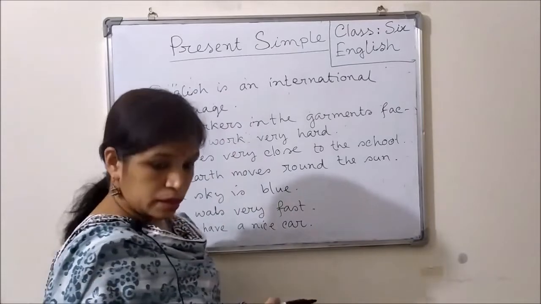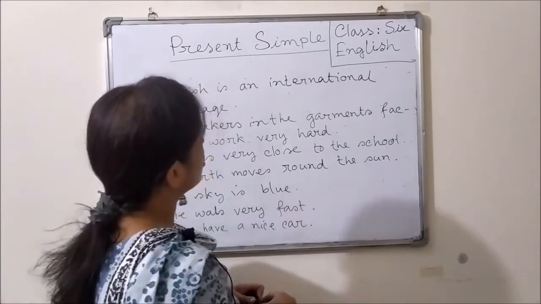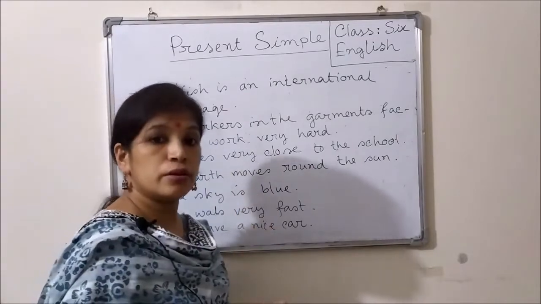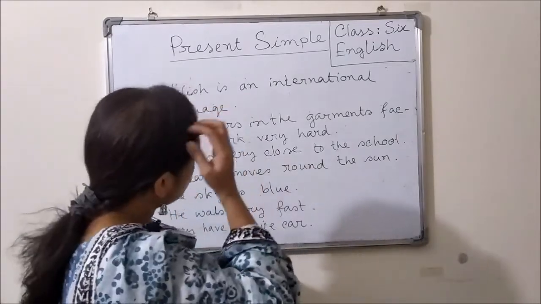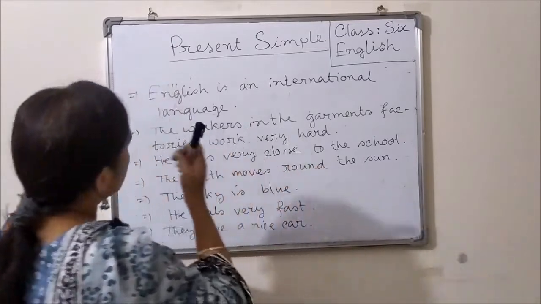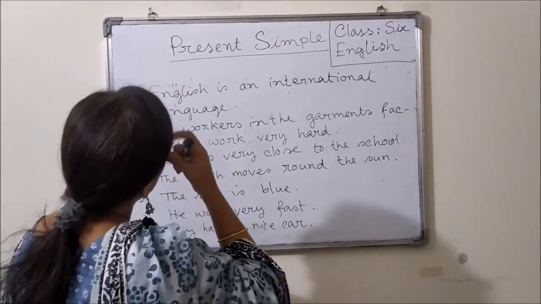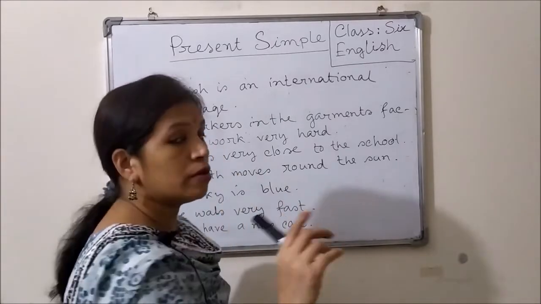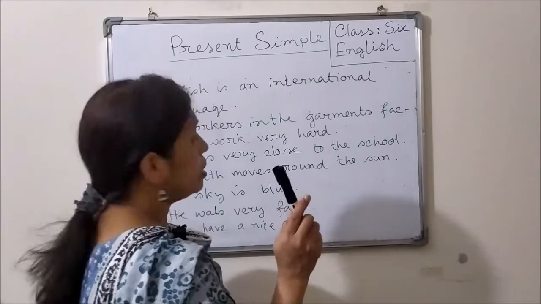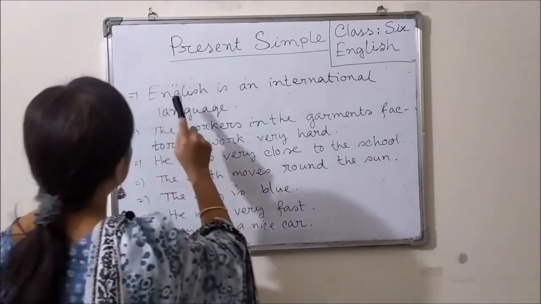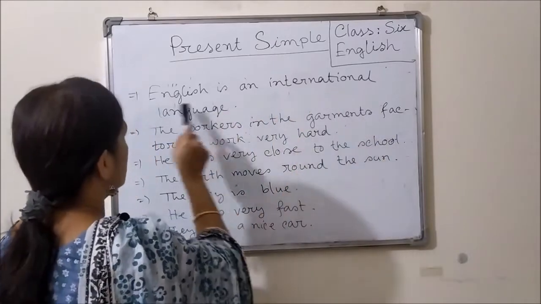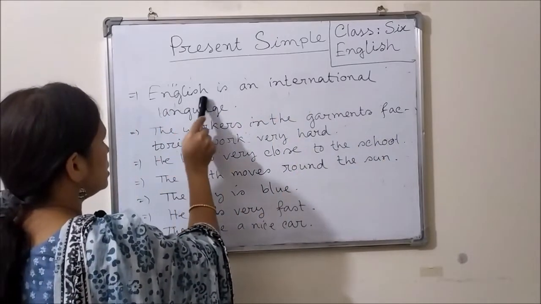Okay, dear learners, I think you have copied these examples in your exercise book. Now we will discuss these examples. First, in our first structure we saw that there will be a subject. So here, English is an international language. Here we get the subject English.